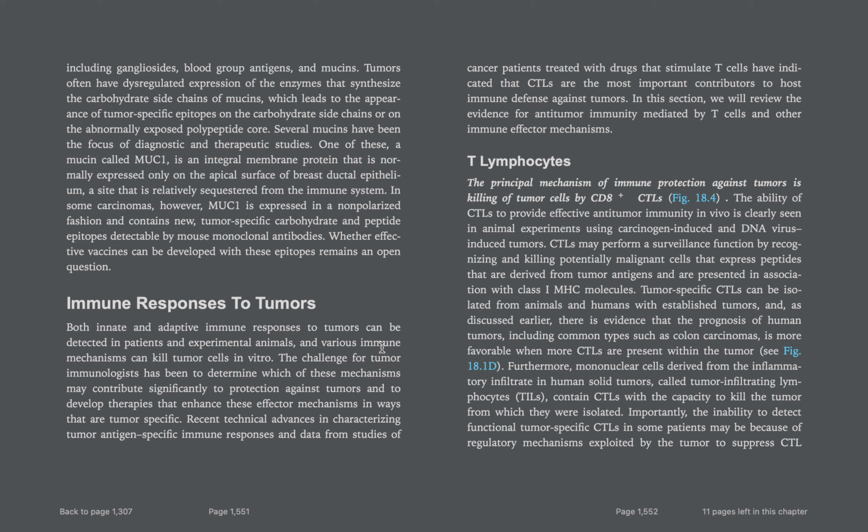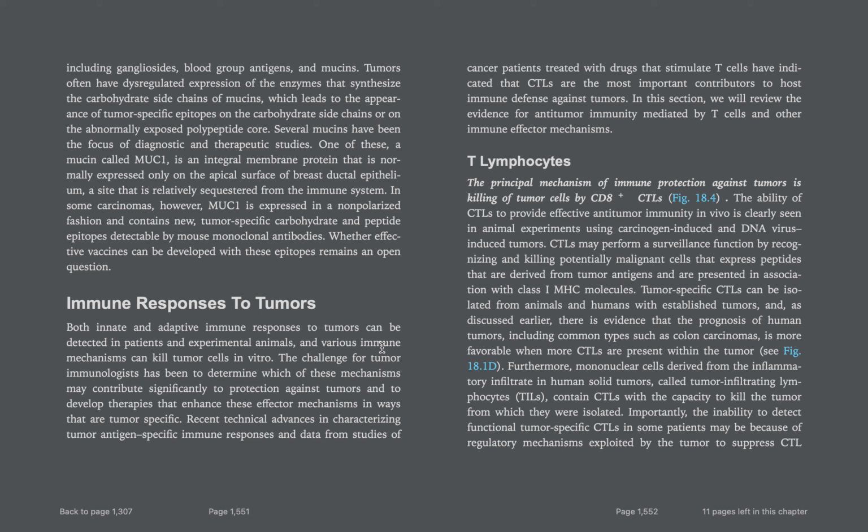Immune response to tumors. Both innate and adaptive immune responses to tumors can be detected in patients and experimental animals, and various immune mechanisms can kill tumor cells in vitro. The challenge for tumor immunologists has been to determine which of these mechanisms may contribute significantly to protection against tumors, and to develop therapies that enhance these effector mechanisms in ways that are tumor specific.